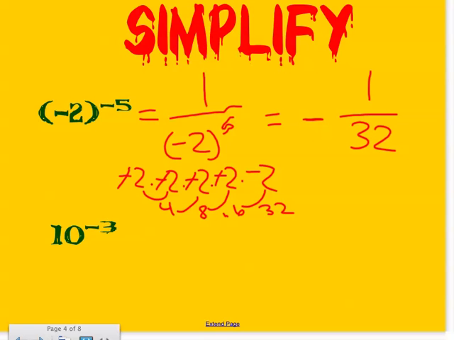All of these things are equivalent. Negative 2 to the negative 5th is actually talking about negative 1 over 32. All right, so try the second one on your own, and then I'll give you the answer.